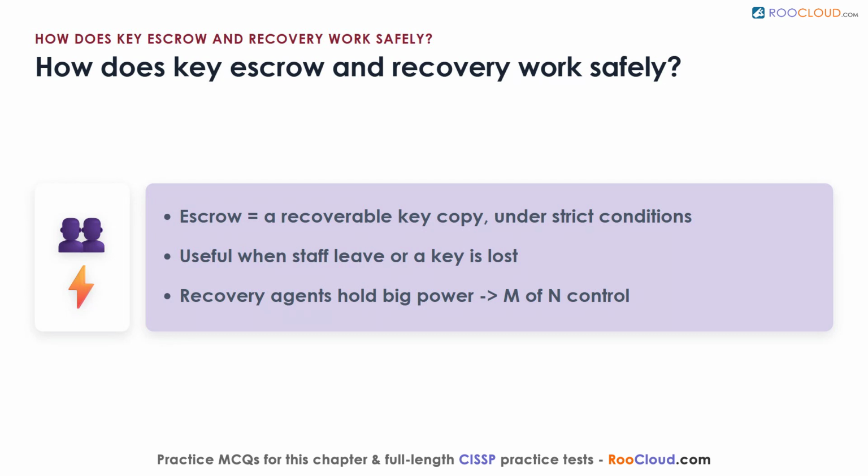Inside a company, escrow is genuinely useful when someone leaves and their encrypted files are still needed, or when a key is simply lost. The people trusted to recover keys are recovery agents, and that is enormous power. To keep any one of them honest, organizations use M of N control, requiring at least M agents out of a group of N to cooperate before a key can be pulled. Think of a bank vault that opens only when several managers turn their keys together.